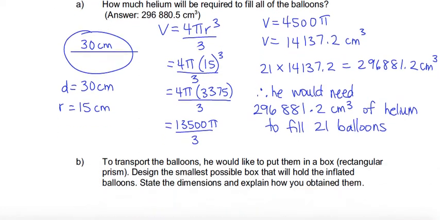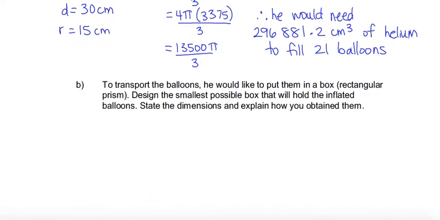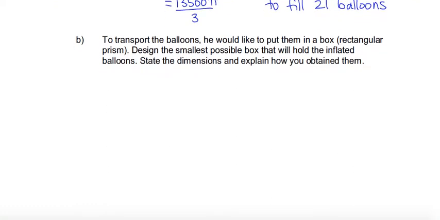So the next thing we want to do is think about part B. Part B says to transport the balloons, he would like to put them in a box, which is going to be a rectangular prism. So I'm going to start by drawing a rectangular prism. And we want to design the smallest possible box that will hold the inflated balloons.